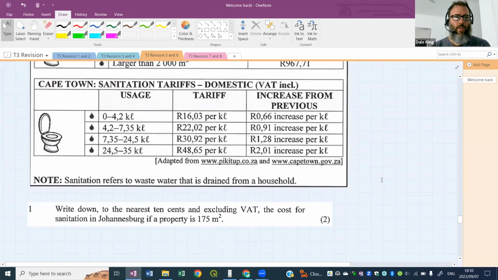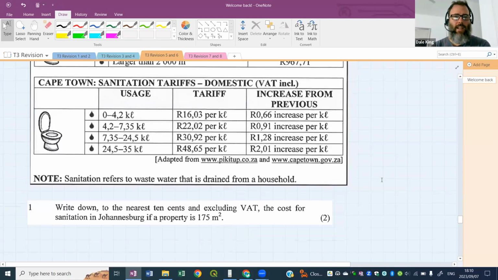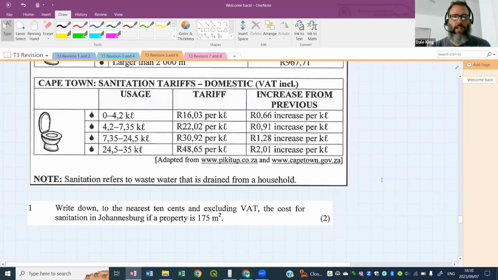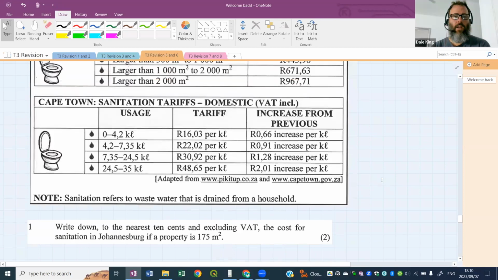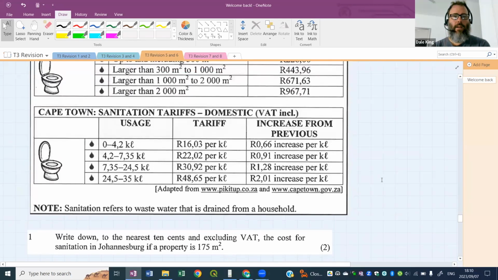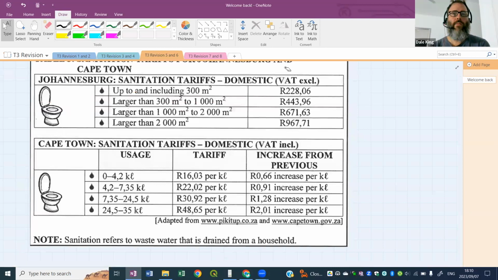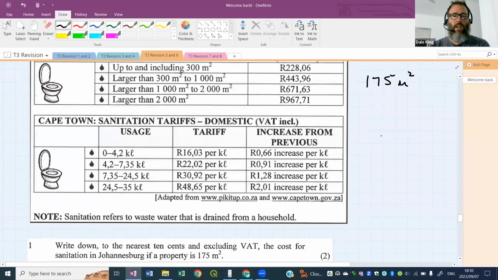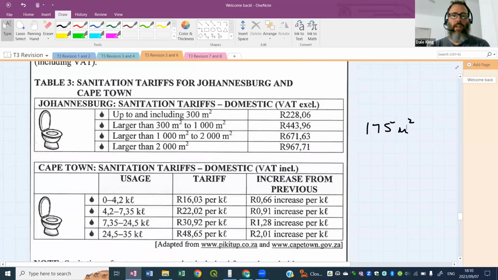Here's the first question. Write down to the nearest 10 cents and excluding VAT, the cost for sanitation in Johannesburg if a property is 175 meters squared. I'm going to write it up here on the side. We're looking at a property that is 175 meters squared. Round off to the nearest 10 cents, and we want VAT excluded, and these values are VAT excluded. We can see that over there.